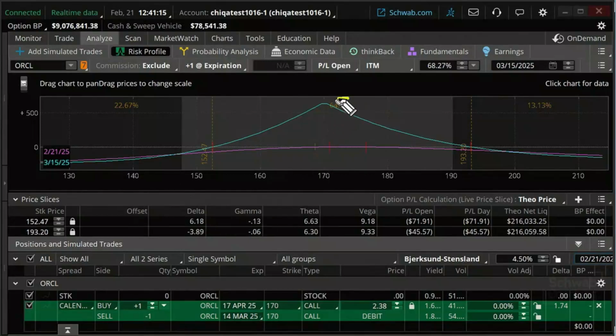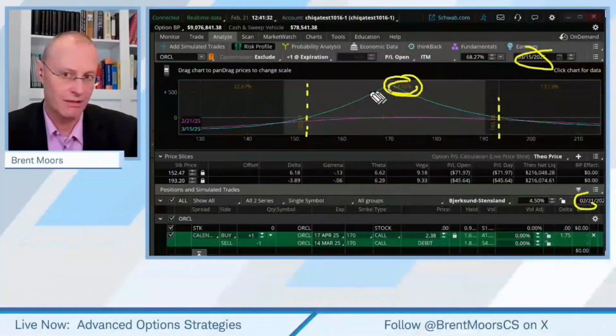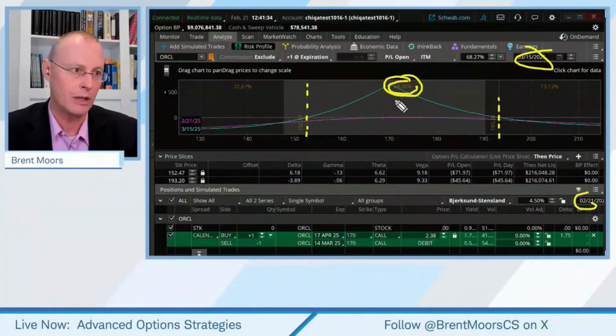Our probabilities about 6. Here's our break evens right here. Break even 1, break even 2. There's about a 64% chance it stays within those between now and expiration there. So you can see that's a higher probability trade.